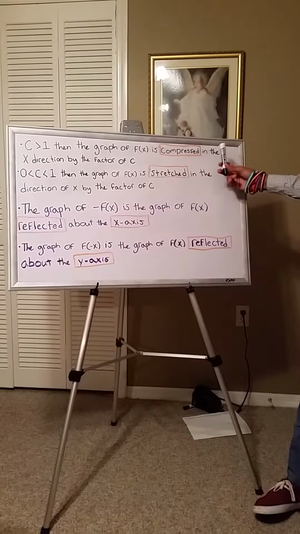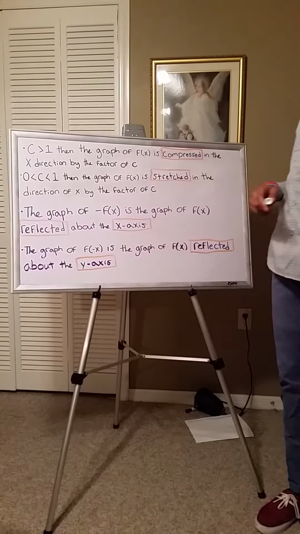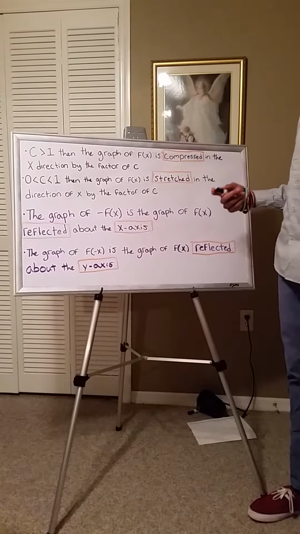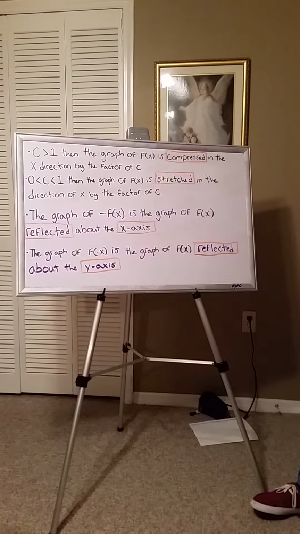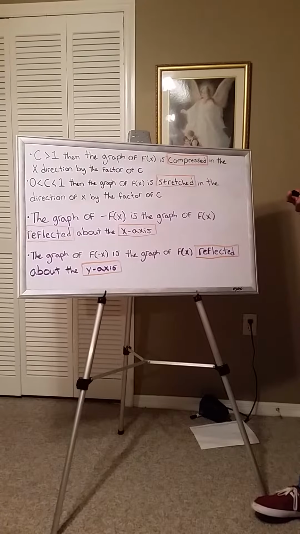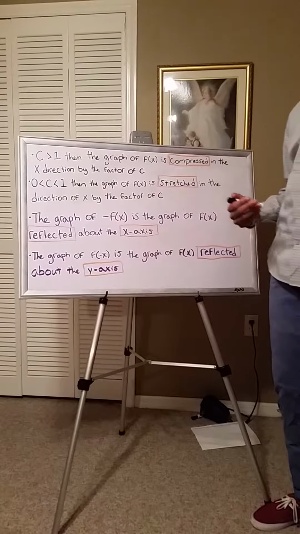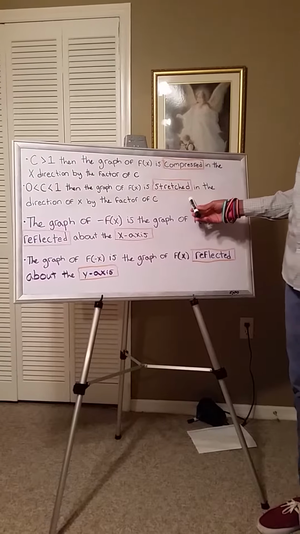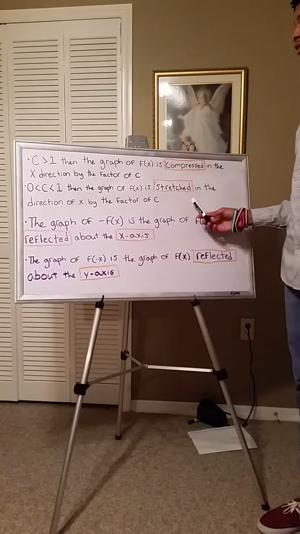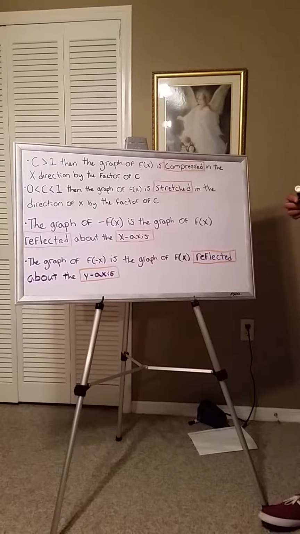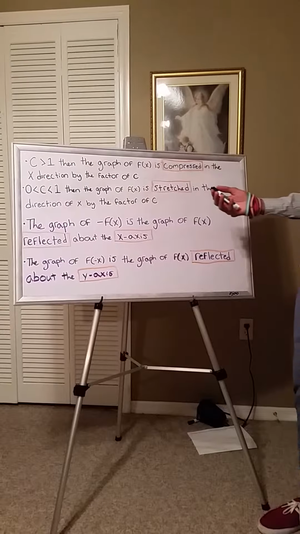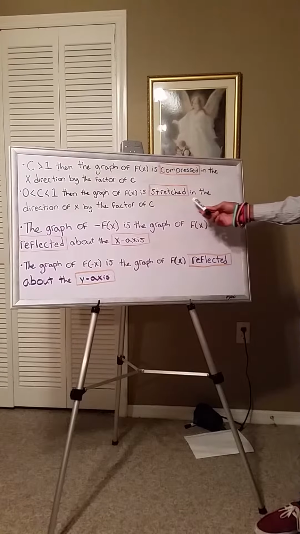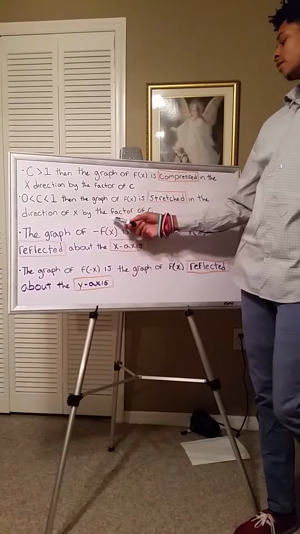The first definition involving compressions is as follows. If C is greater than 1, then the graph of f of x is compressed in the x direction by the factor of C. So the bigger C is, the smaller your graph gets. And then for stretches, if C is greater than 0 and less than 1, so if C is a fraction, then the graph of f of x is stretched in the direction of x by the factor of C.